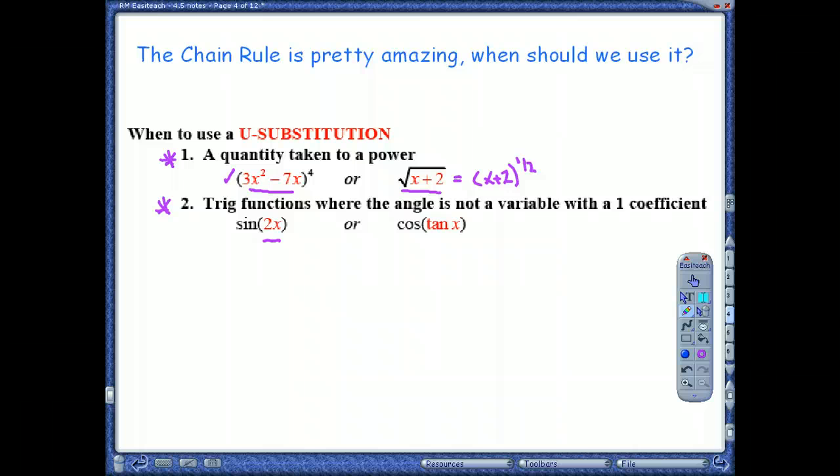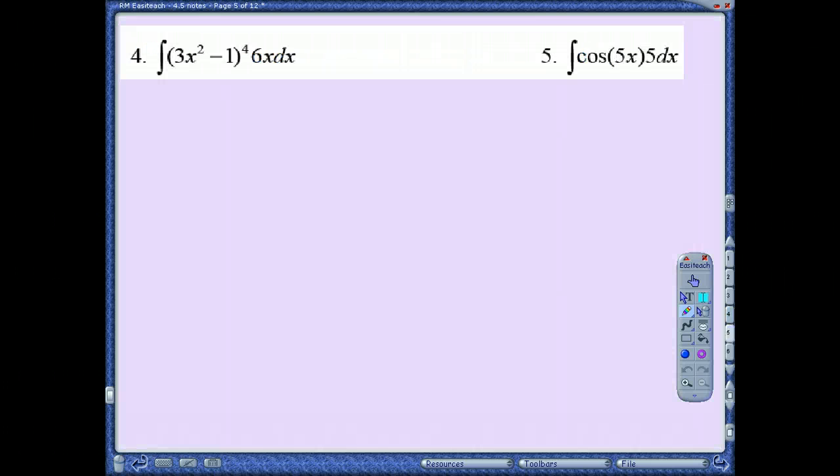So if you do not have a 1x or a 1 theta or a 1 whatever, you are going to need to do a u substitution. That angle part is going to be your u. So let's do some examples just to see how bad this is going to get. All right, so when I'm looking at this, I notice I have 3x squared minus 1, that quantity being taken to the 4th power, and then I have this 6x dx. Our rule is if there's a quantity being taken to a power, that screams u substitution. So we're going to focus on that aspect of it. We're going to leave the 6x dx for just a moment.